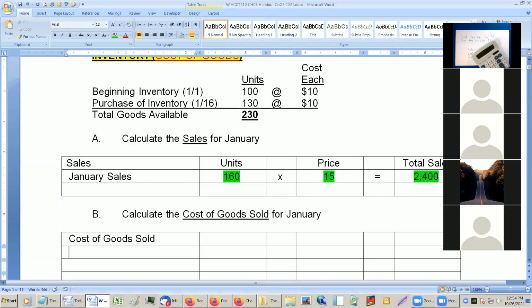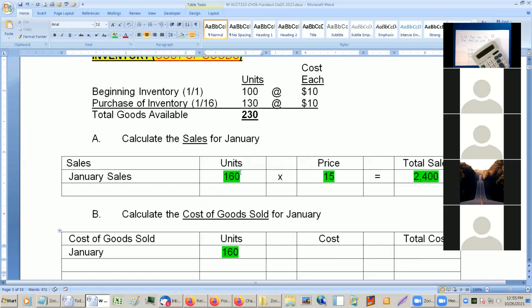And this will be for January. Let's put January. And we have units, and we have a cost. And over here, we'd have our total cost. Okay. So how many units did we sell? 160. Yep.